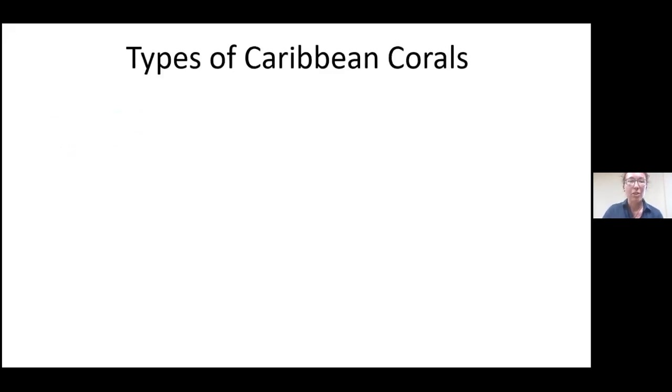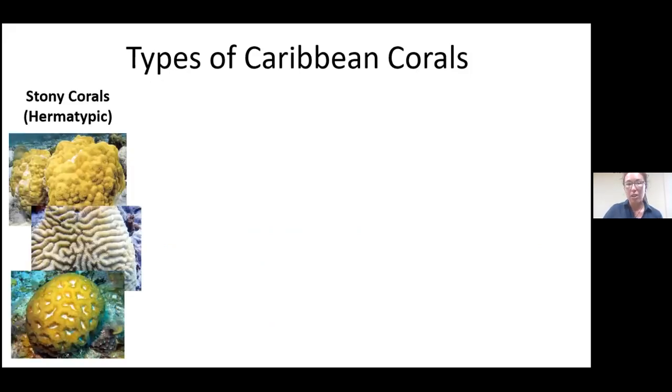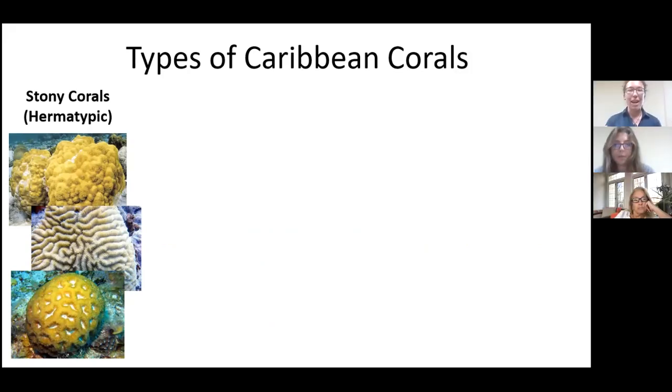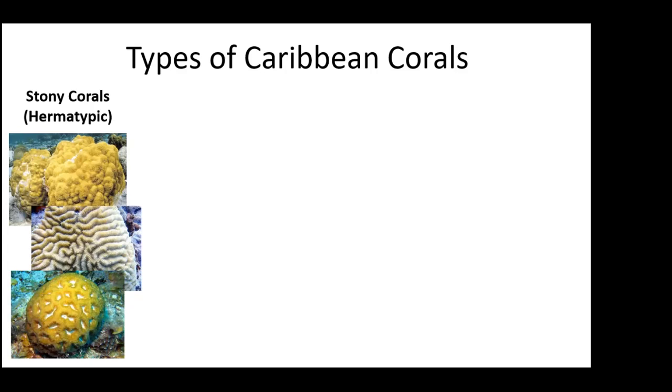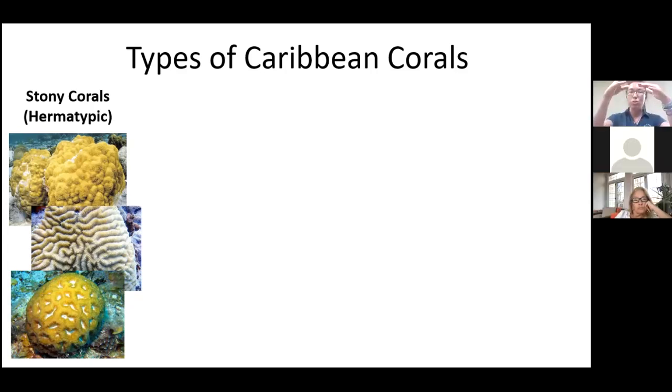Okay, so as I said, there are different kinds of Caribbean corals. There are stony corals, also known as hermatypic species. These are your reef building corals. These are corals that have a calcium carbonate and aragonite skeletal structure, which even when the corals die, will leave behind this skeletal structure and kind of build onto the reef structure, creating that really nice 3D framework on the reef that we all know and love so much today.